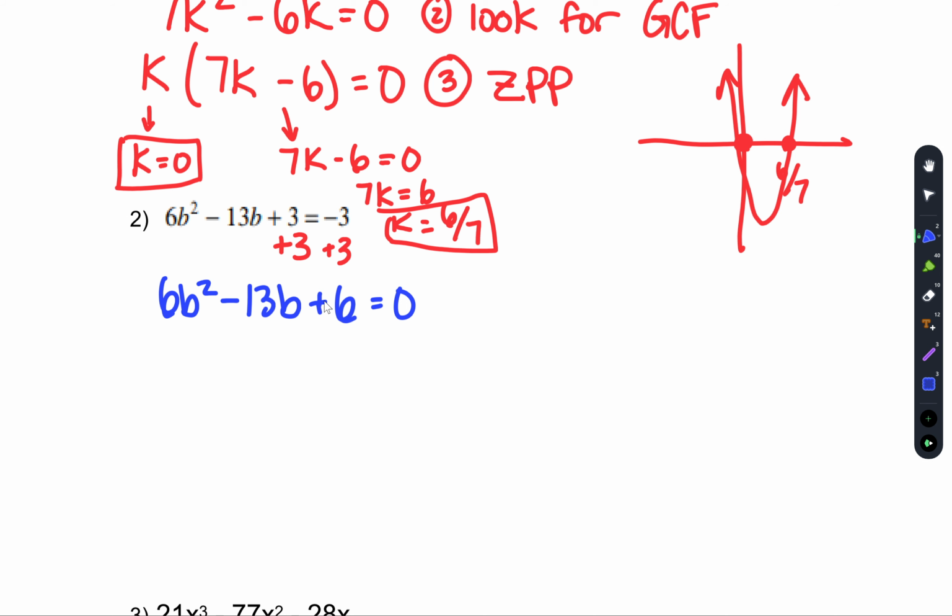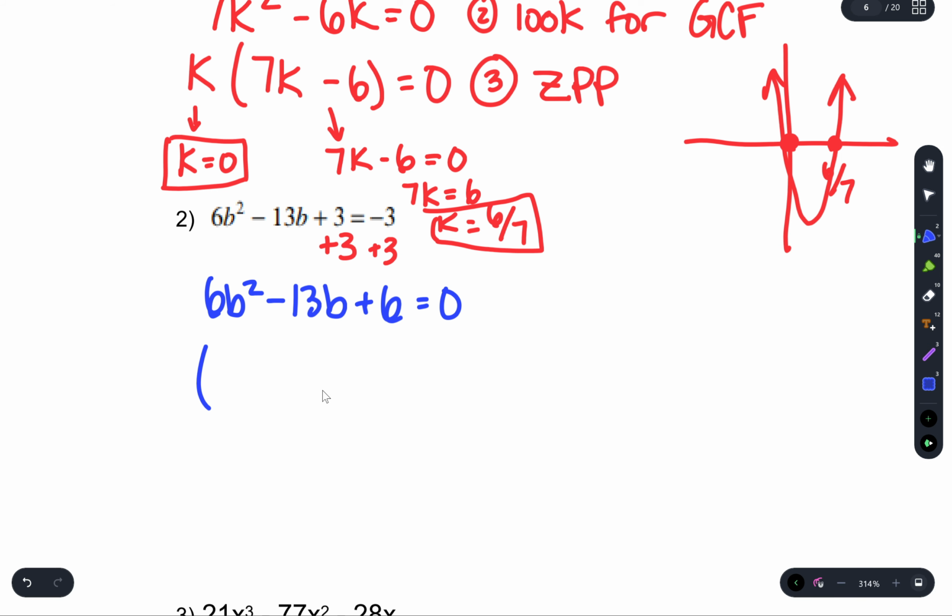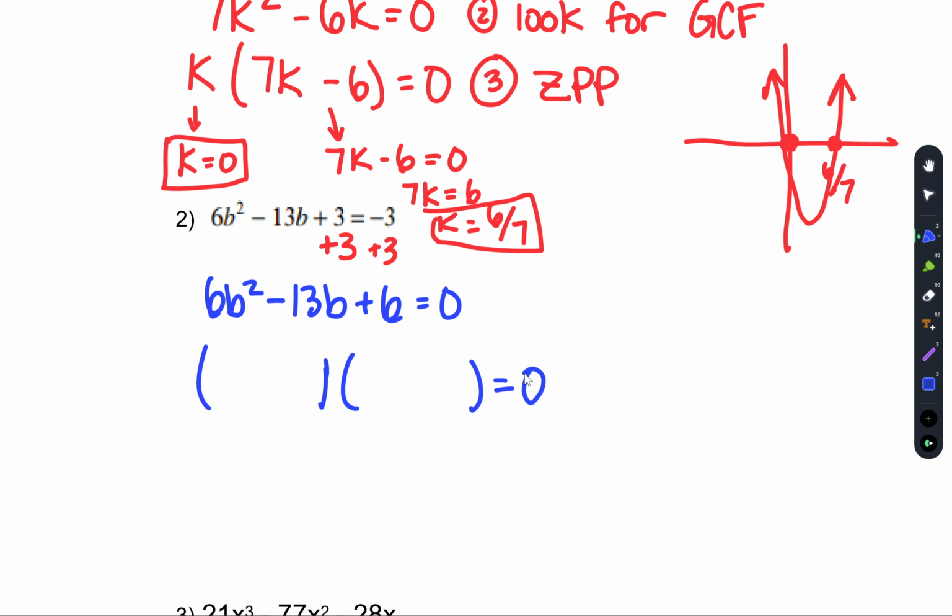That's step 1. Step 2, I look for a GCF. Is there anything that I can take out of all of these 3? No. I can't divide 13 by anything. I can't take out any b's because there's no b in the last term. So I'm done. The next step now is to factor. I always start with my 2 bubbles of parentheses. Don't forget that equals 0.